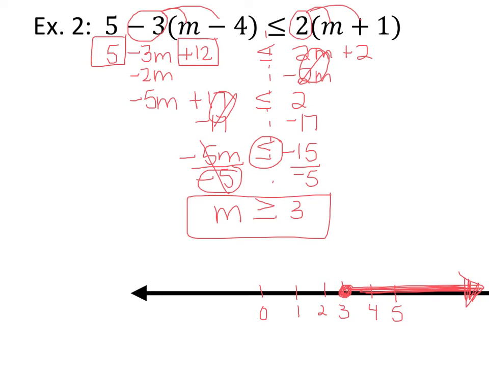Now remember, you can pick a number that is greater than 3. So I could pick a 4, and I could plug it in everywhere that I see an m in the original problem. And if I have done it right, then it should work out to where the left side is less than the right side.